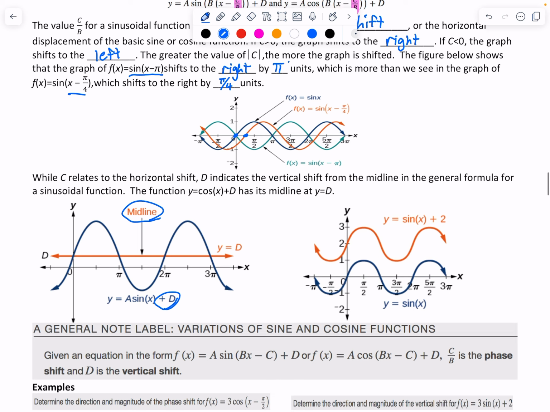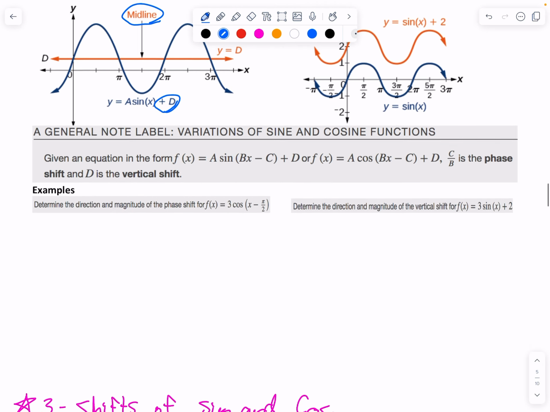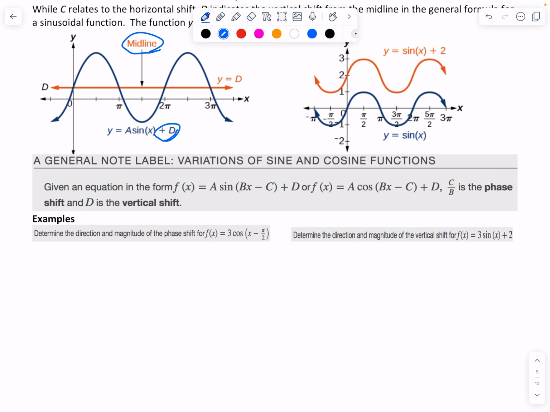All right, what we're going to look at now is a few examples, and we're going to determine direction and magnitude of the phase shift, and then in the next video, we'll learn how to graph these. Okay, so determine the direction and magnitude of the phase shift for that function. So I'm just going to rewrite it just because that's how I work. Cosine, and then it's x minus pi over 2. I typically rewrite so I don't miss anything.